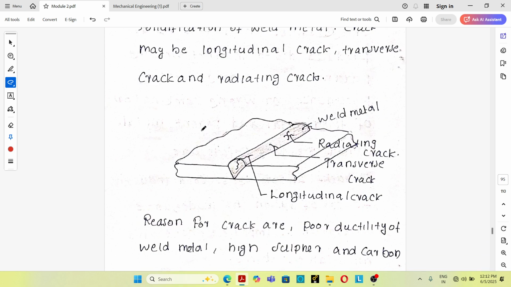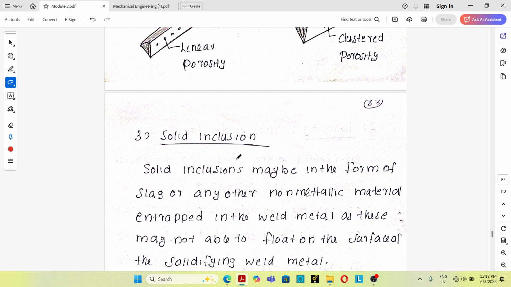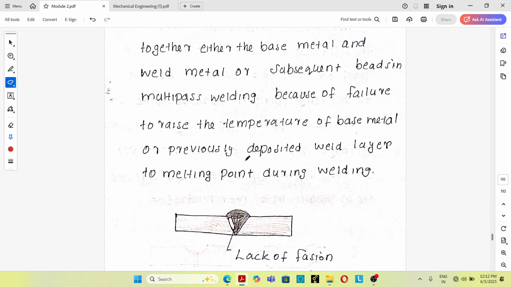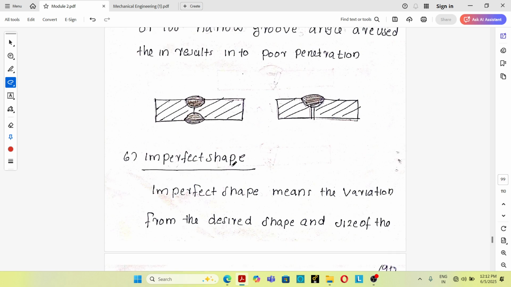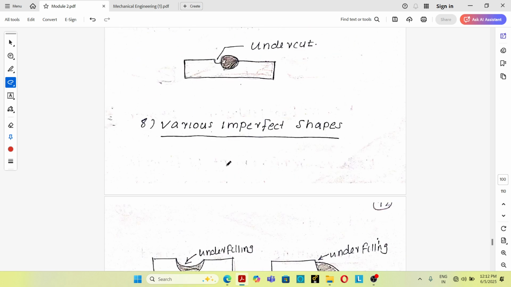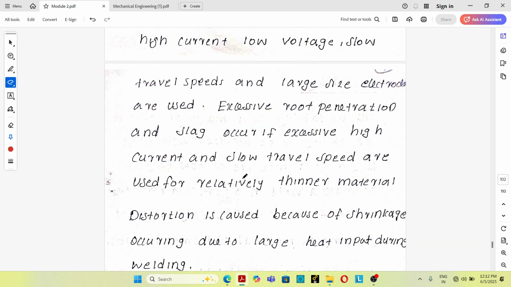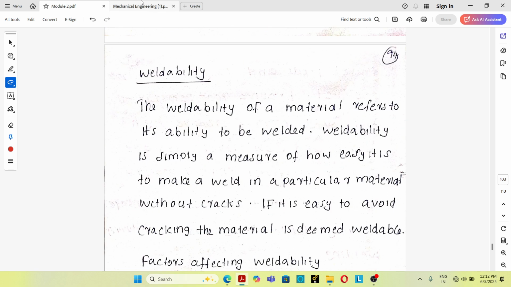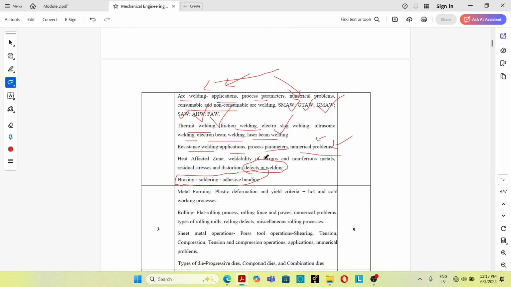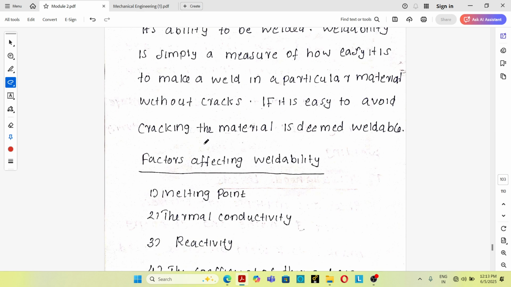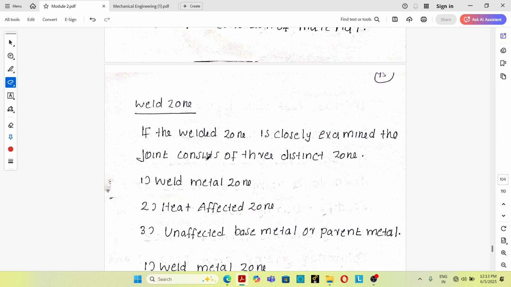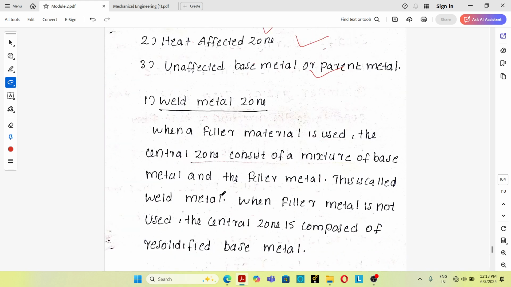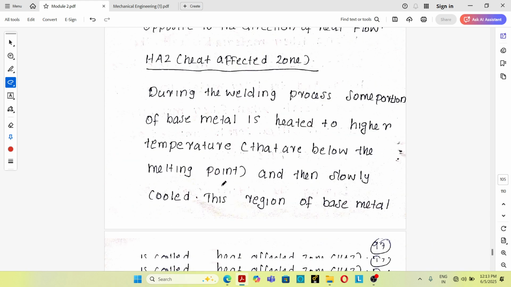So what are the welding defects? Classification of welding defects. So all these are welding defects. Then weldability of ferrous and non-ferrous material, residual stress and distortion. So weldability, what is the concept of weldability? Then we are moving to weld zone. You have to study the weld zone. Then heat affected zone, HAZ.